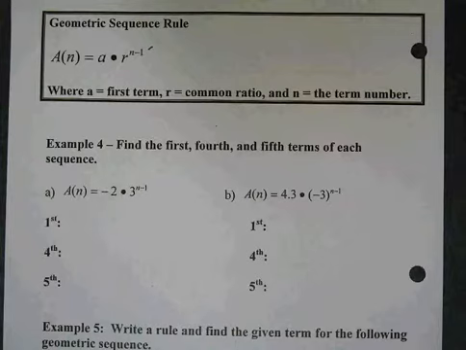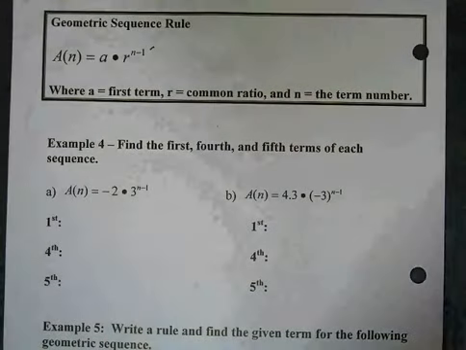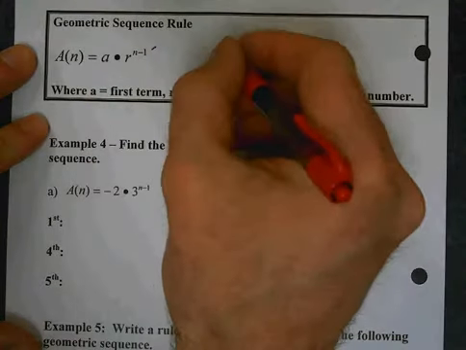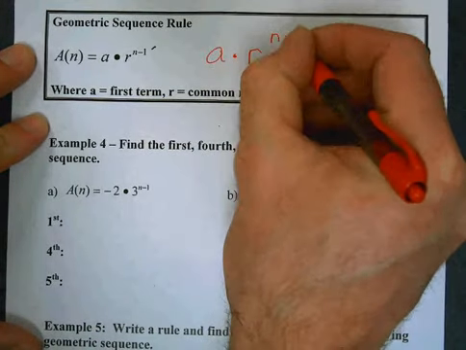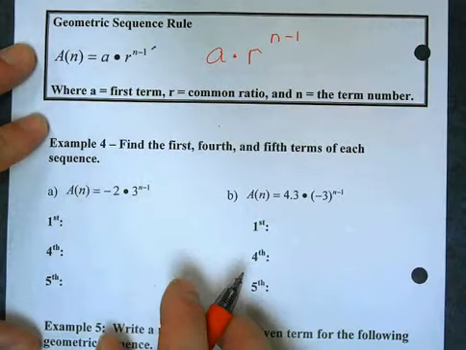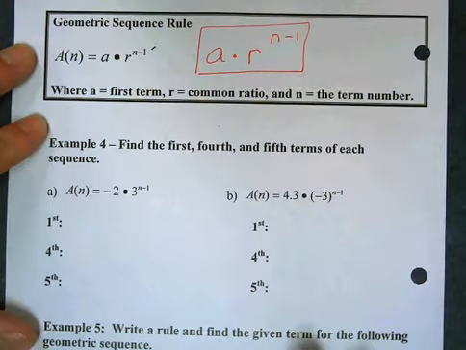All right, so here's our little rule. We're going to be using our calculator for exponents. So once again, if you don't have your calculators out, get them out. If your cell phone has exponents on it, get it out. But here's our rule: a times little r raised to the n minus 1. Okay, that's our formula for the value of the nth term.